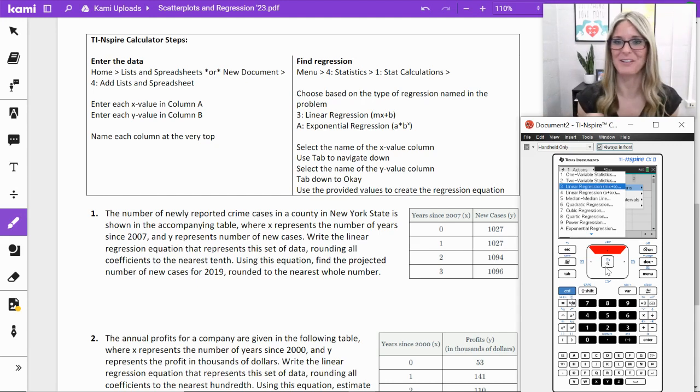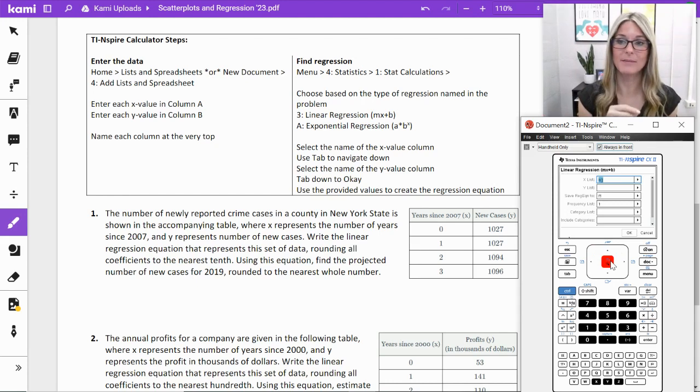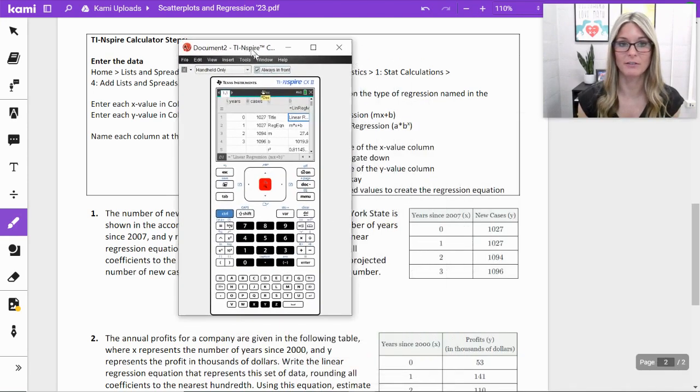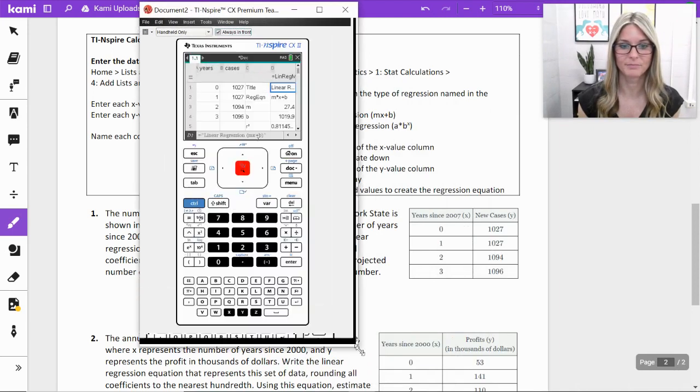Yes, like slope-intercept form, y equals mx plus b. So number 3. Here's where your calculator is asking which column you want. So when you hit the center OK button, it lists all the columns that you've named. X was years. Hit the tab key to go to the next box, and we will select cases for Y. And that's the only two things we need to enter. Everything else you can tab down to get to OK. And here we're going to have it to the side. Let me pull this over. I'll make it bigger for you.